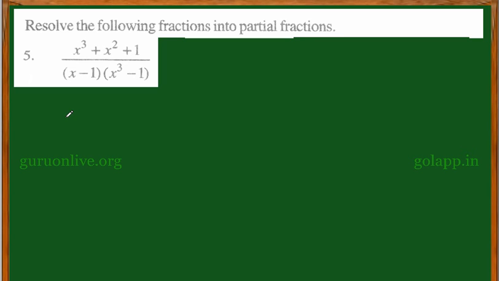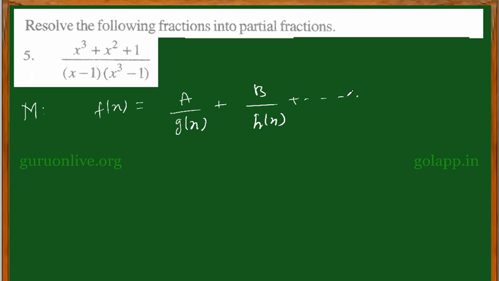Problem: resolve the following fraction into partial fractions: (x cube plus x square plus 1) by (x minus 1) into (x cube minus 1). Our motive is, for the given function, we need to find out the partial fractions as A by some g of x plus B by some h of x plus and so on. We need to find out these partial fractions.